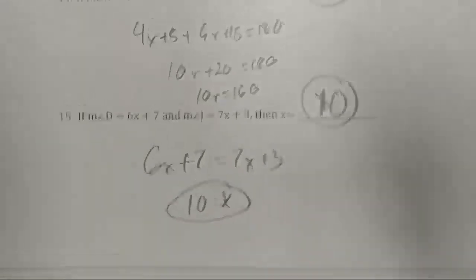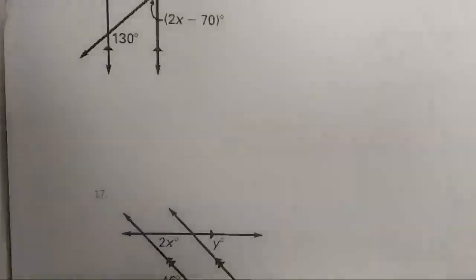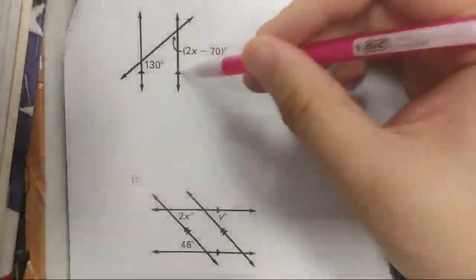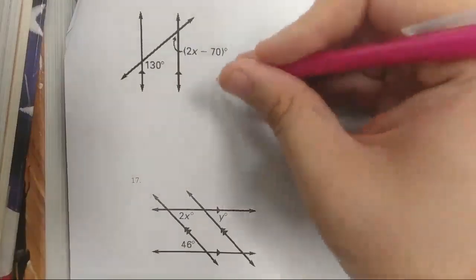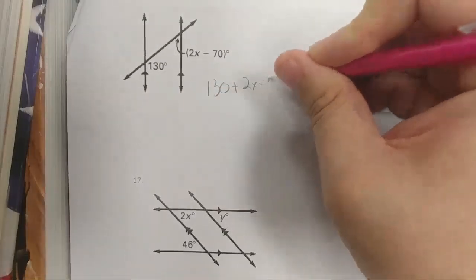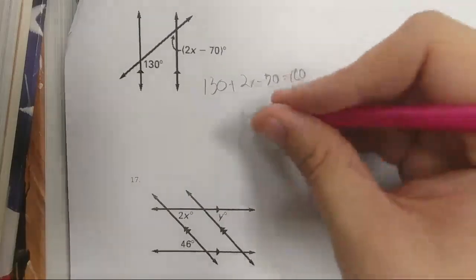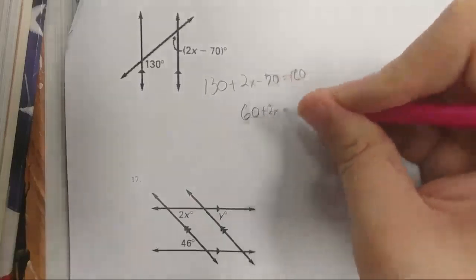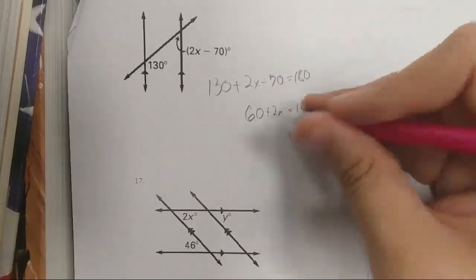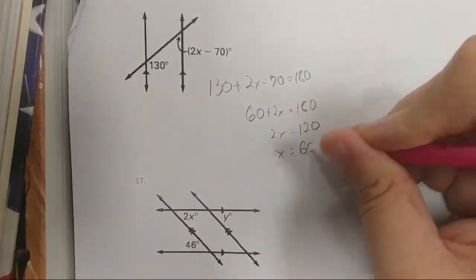Notice I'm not spending too much time on the algebra itself, I'm just talking about the relationships. So we're going on to the next page. Okay, next page. I know these are parallel, so that means these are alternate interior, which means they add up to 180. So 130 plus 2x minus 70 equals 180. 130 minus 70 is 60, plus 2x equals 180. Subtract 60, 2x equals 120. Divided by 2, x equals 60.